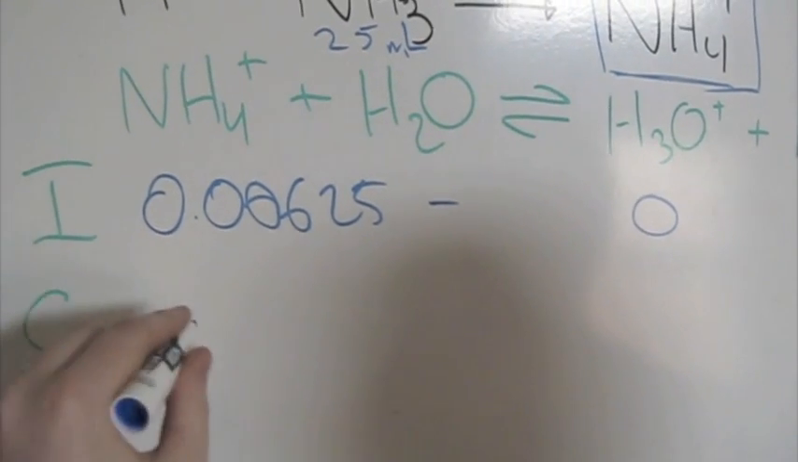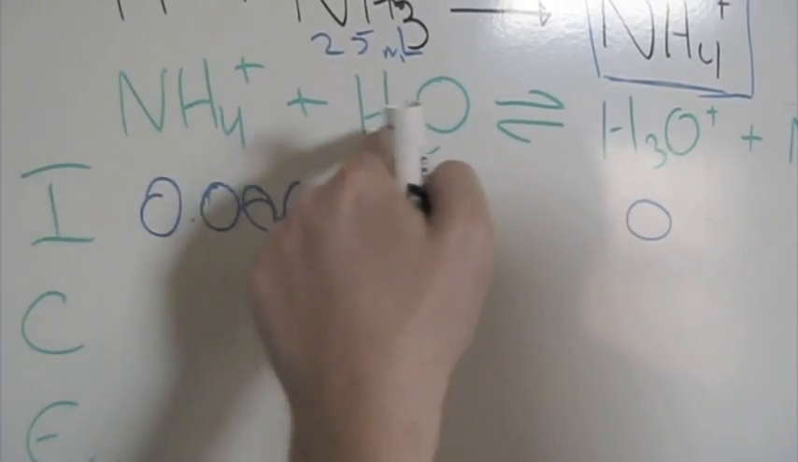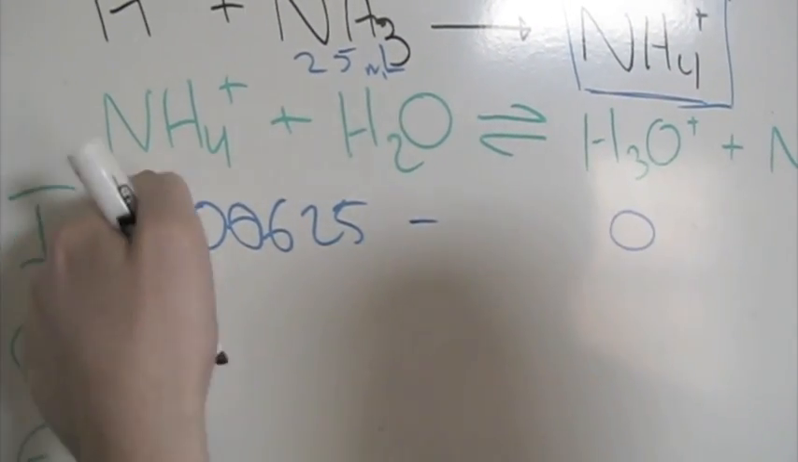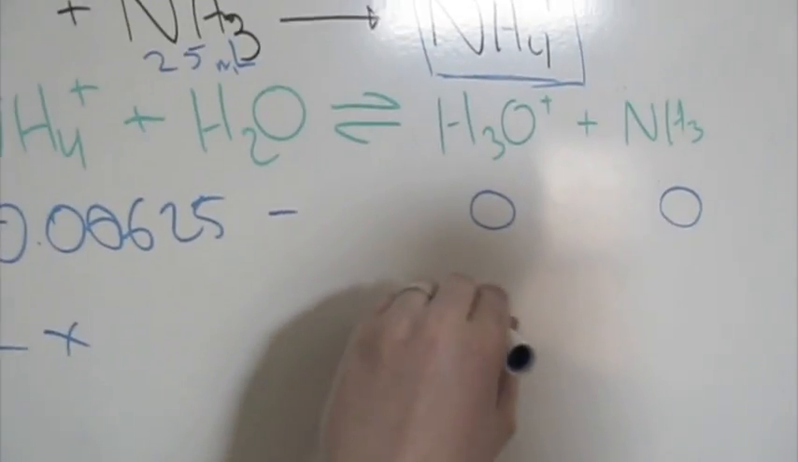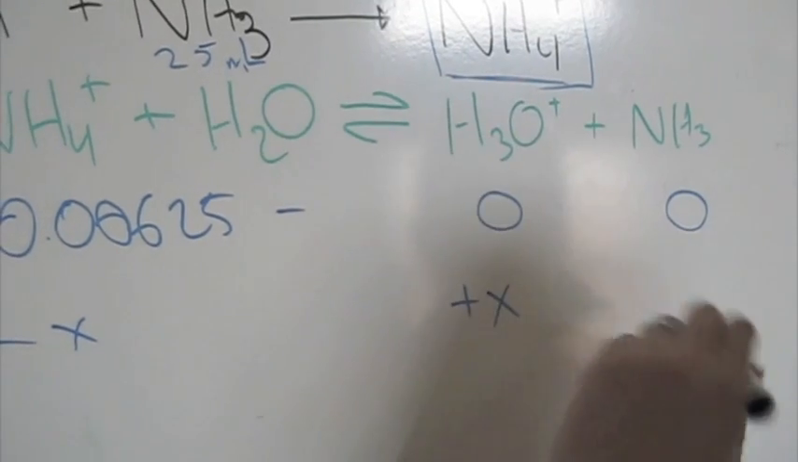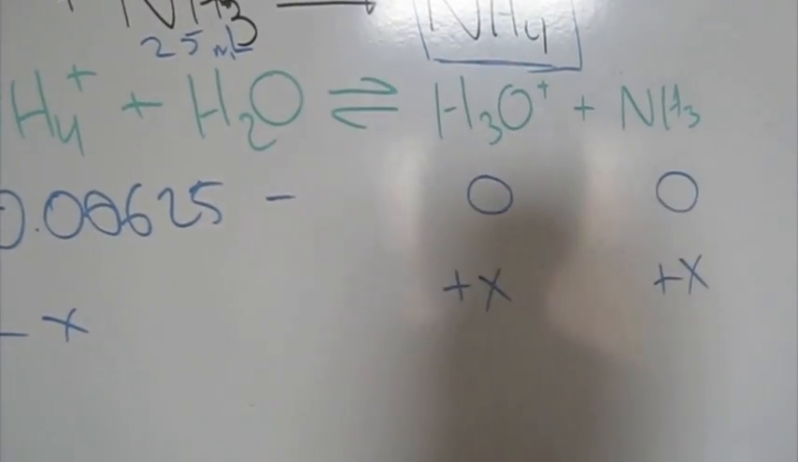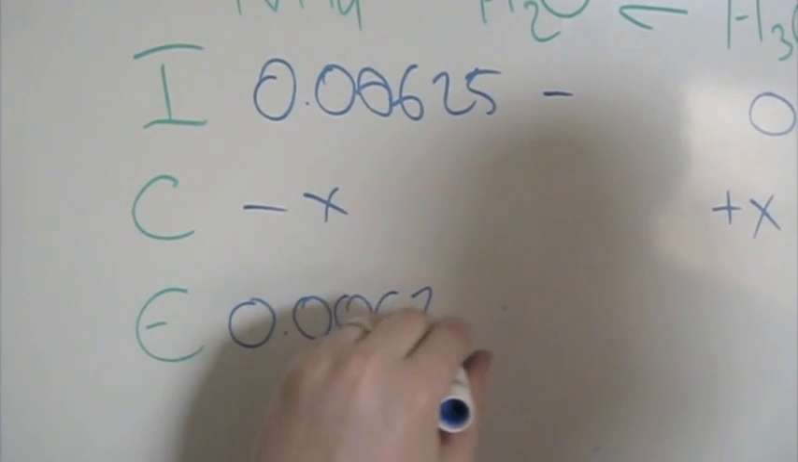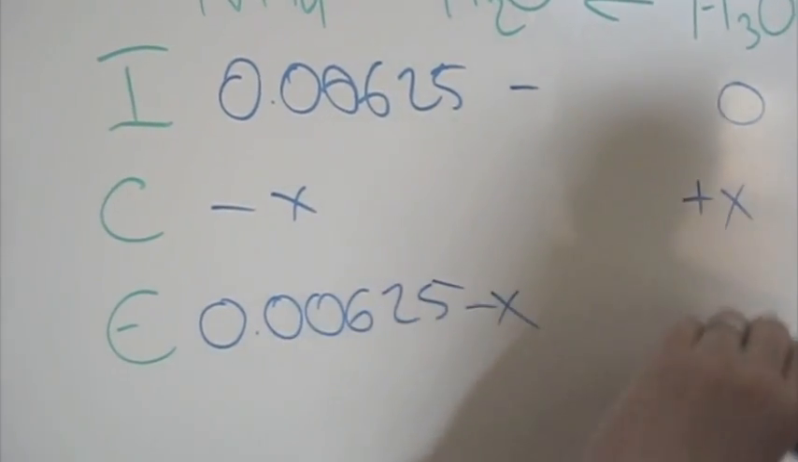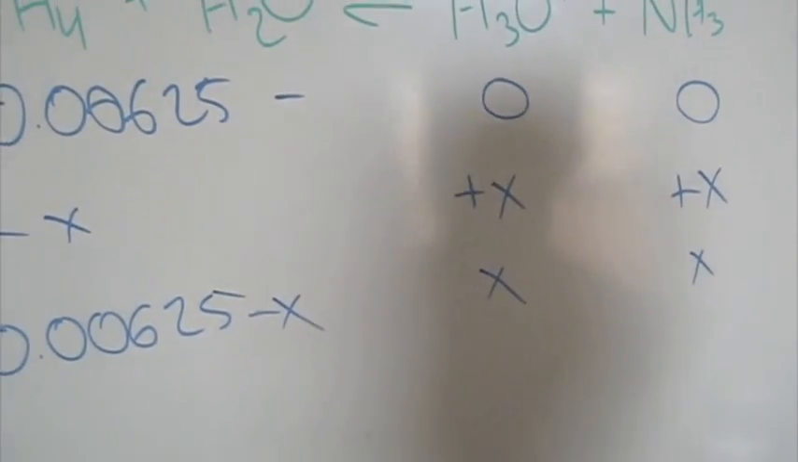The change we can define just like always, because this is going to react with water and make hydronium. The concentration here is decreasing, so we're going to call that minus X. This is going to be plus X over here because this is being produced, and this is also plus X. At equilibrium, this is going to be 0.00625 minus X. This is going to be X, and this is going to be X.